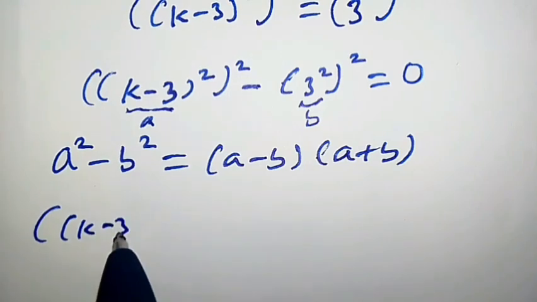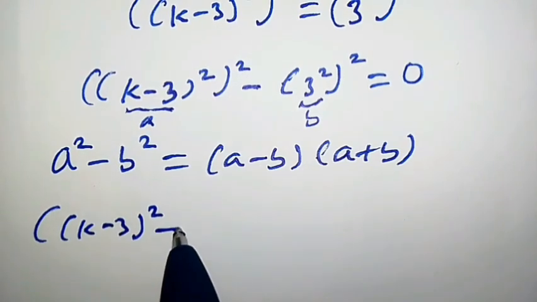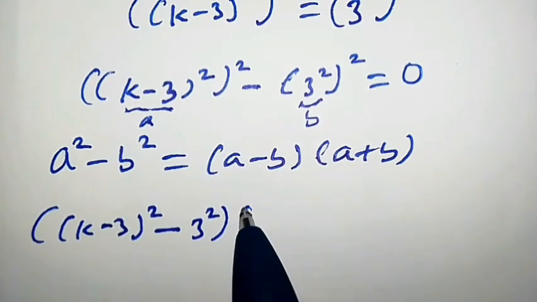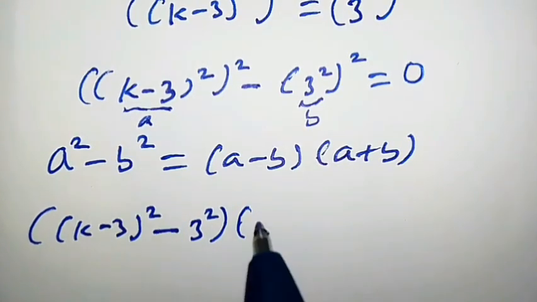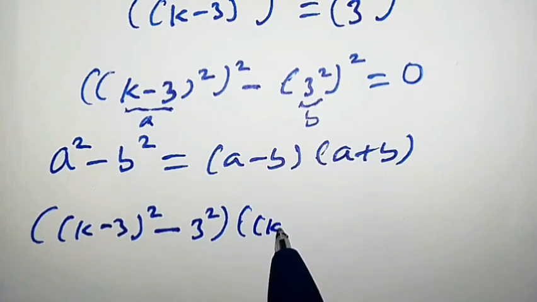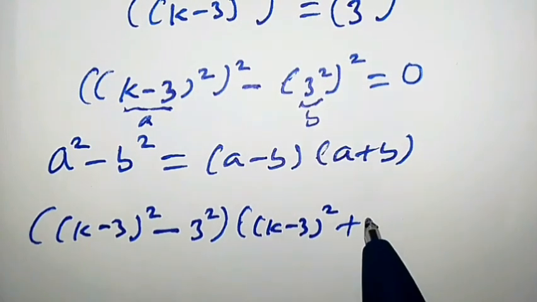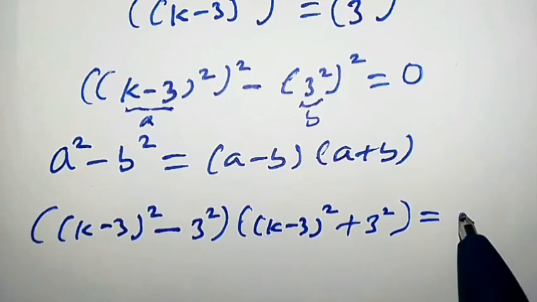(k minus 3) to the power of 2 minus, what is b? B is 3 to the power of 2, times, what is a? A is (k minus 3) to the power of 2, plus, what is b? B is 3 to the power of 2, equal to 0.